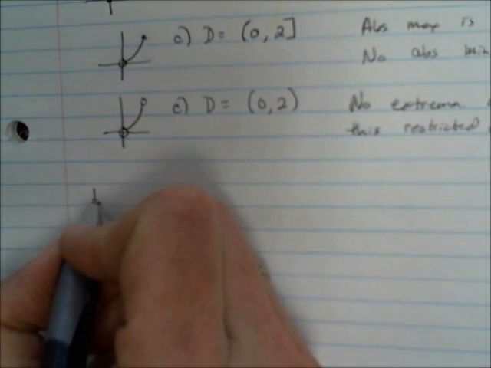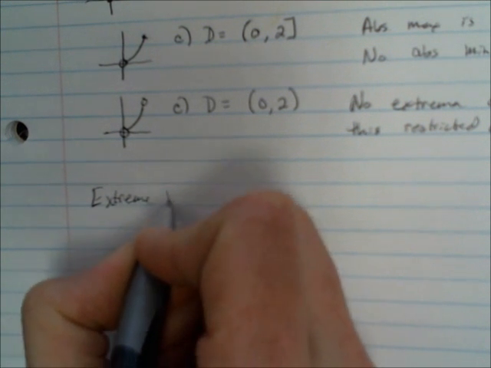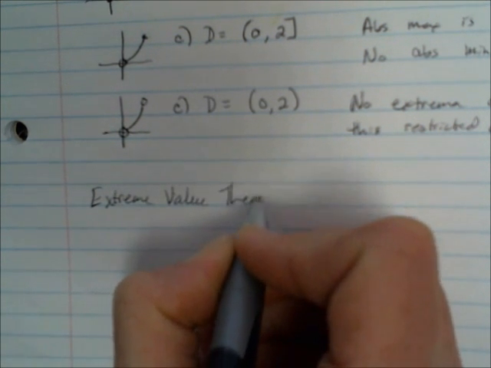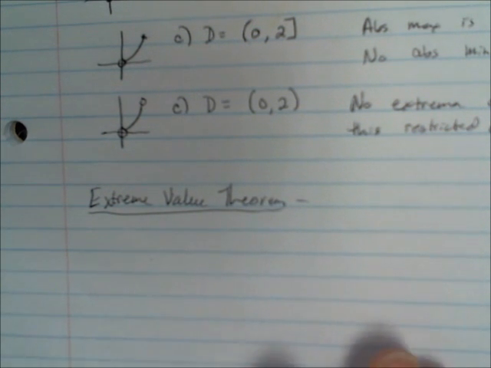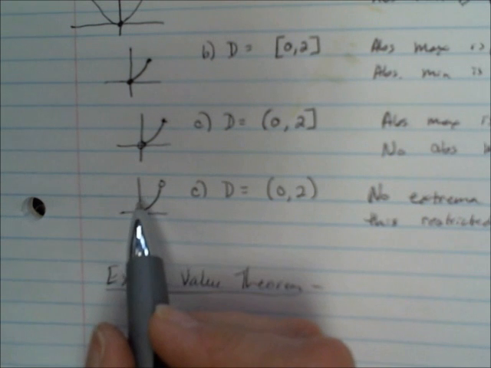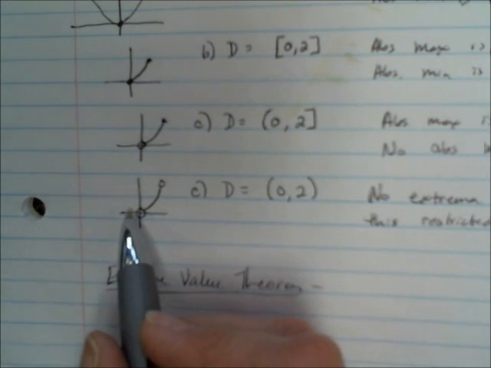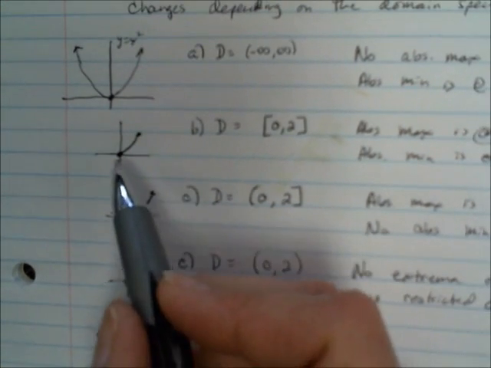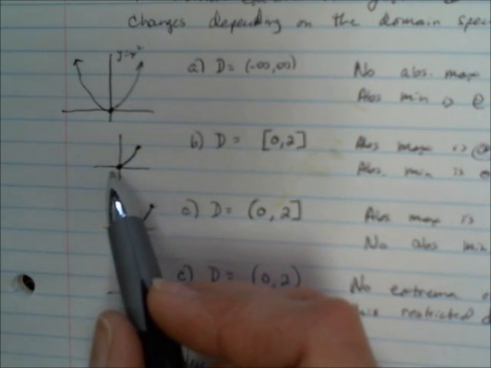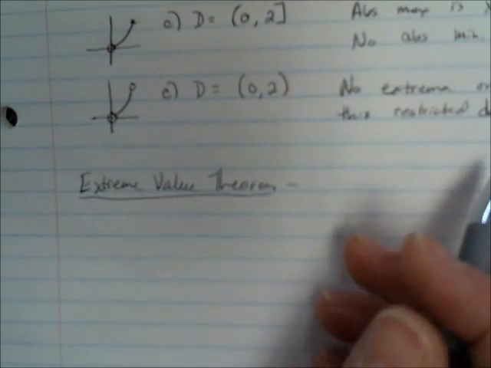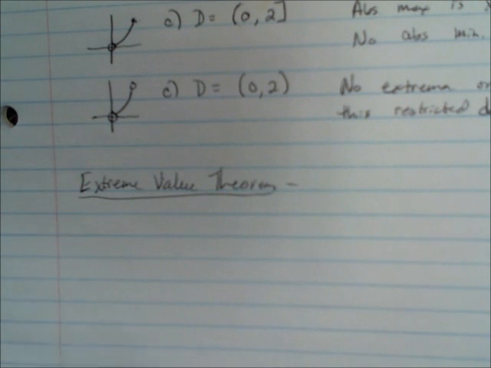Okay, so that leads us up to something called the extreme value theorem. The extreme value theorem says that if a function is continuous, which means it doesn't have any breaks in it, and it's continuous on a closed interval, like option B up here, then this function has both a maximum and a minimum value in that interval. And that's all it says.